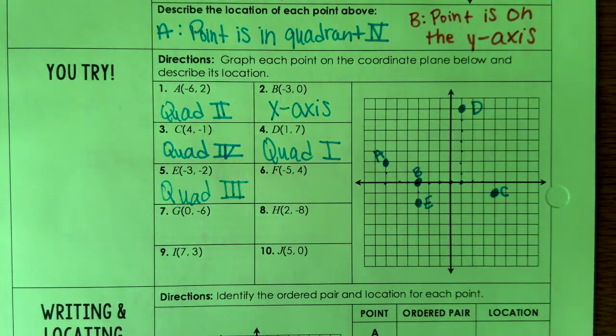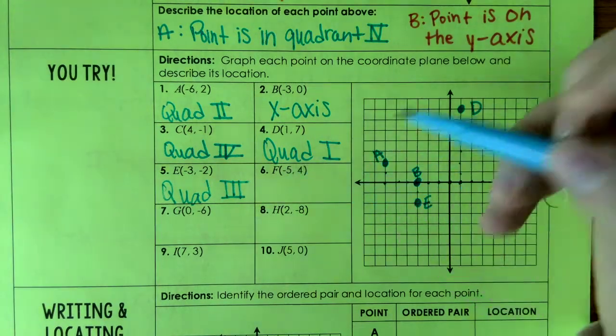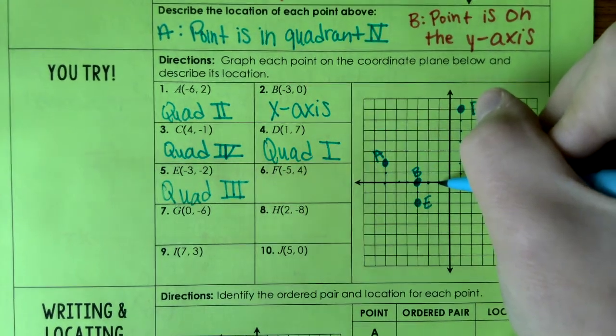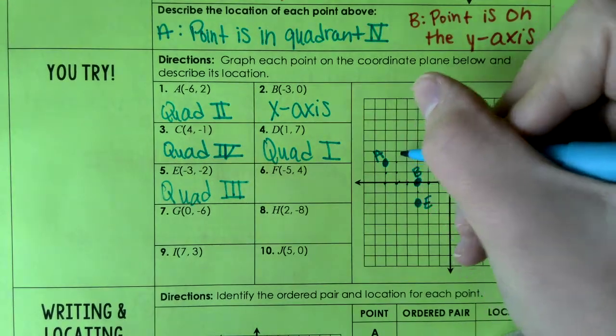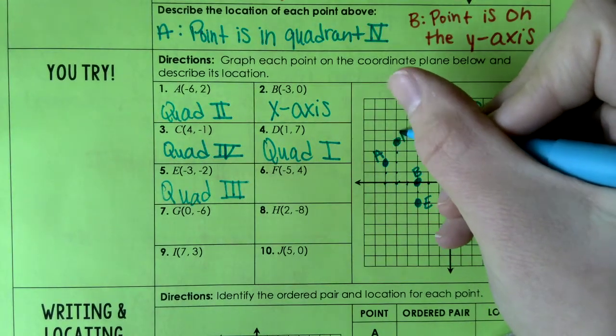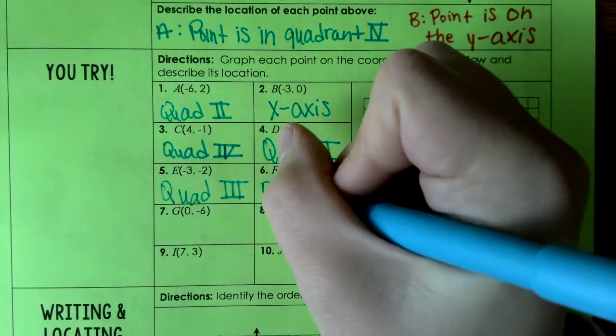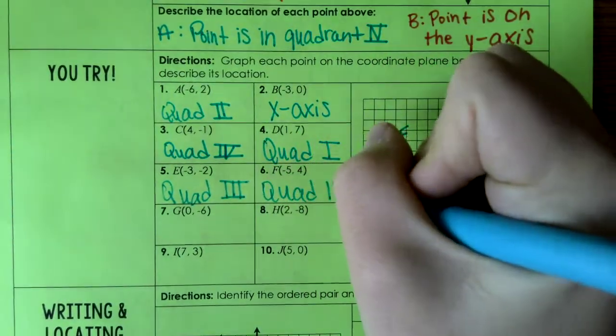Okay. Now it says -5, 4. So negative, backwards 1, 2, 3, 4, 5, and then up 1, 2, 3, 4. That's point F, and that's in quadrant 2.